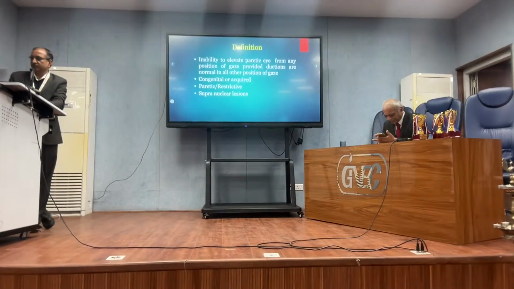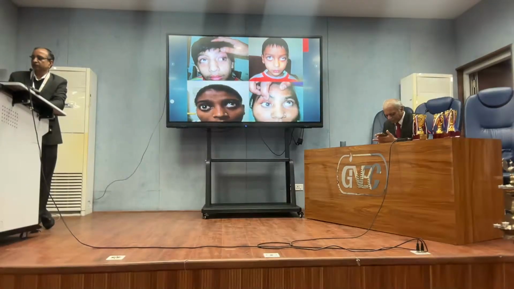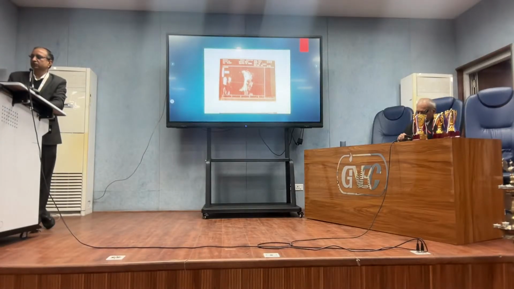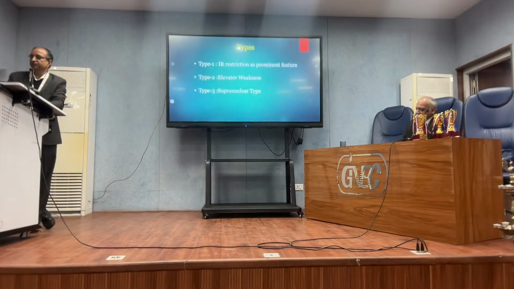It may be congenital or acquired, paretic or restrictive or supranuclear. These are various photographs. Causes could be congenital, SR paresis, inferior rectus restriction, and acquired may be serious disease, midbrain tumors, and in our setting, cysticercosis is a common cause. This is a photograph of one of the patients in which cysticercosis was the cause of MED. Type 1 has IR restriction as the prominent feature. Type 2 has elevator weakness as the prominent feature, and type 3 is the supranuclear type.